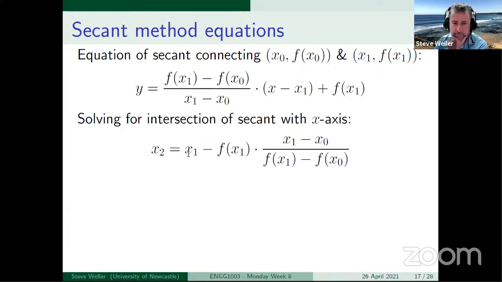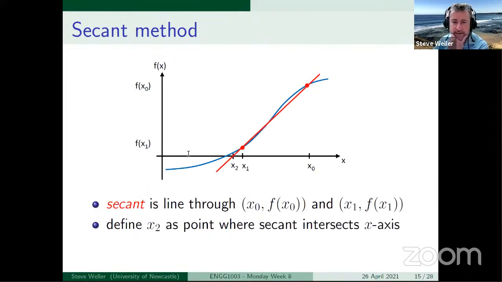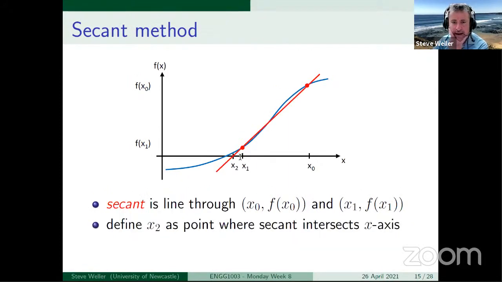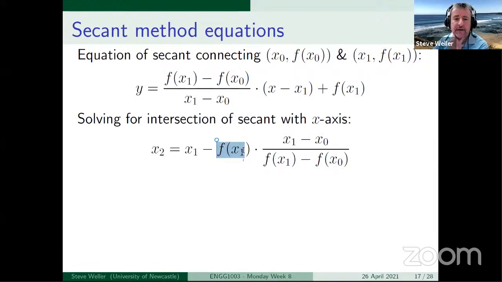x1, we know what x1 was. We started with x1. We assumed that was one of our 2 points. Good, we know x1. We also know the function value at x1 because we can simply call our code and evaluate the function at that point x1. Good, so we know that term. We know x1, we know f of x1. Then we've got this ratio of differences. We know what x1 is, tick. We know what x0 is. Remember, we started with x0. And we know the function evaluated at both x0 and x1.